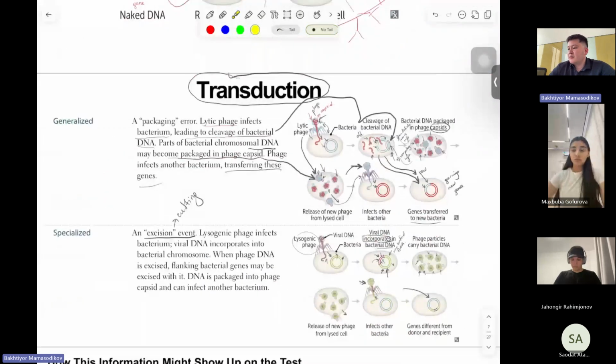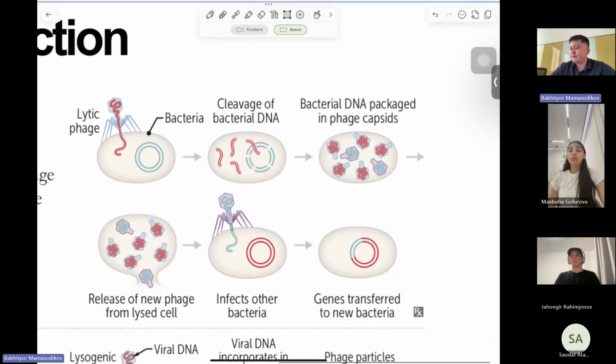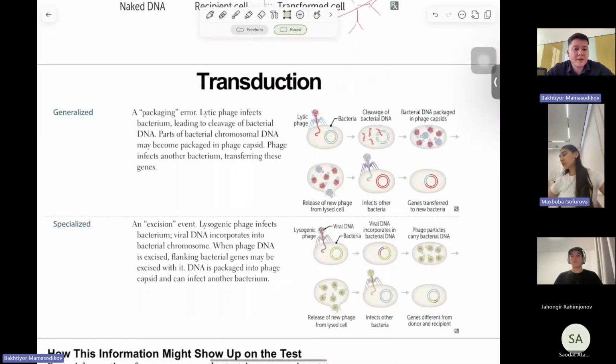And I'm sorry for writing here. Let me clear everything. So after that, transduction. What was the transduction? Can someone remind me? Yes, it is when the DNA of one bacteria travels through the virus to get to another bacteria. Okay, good.